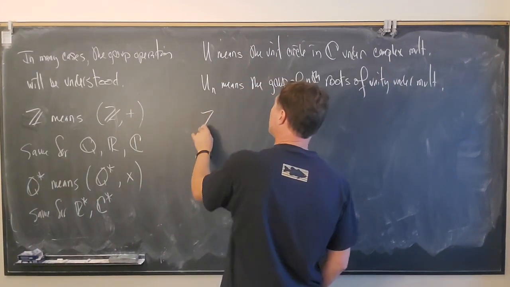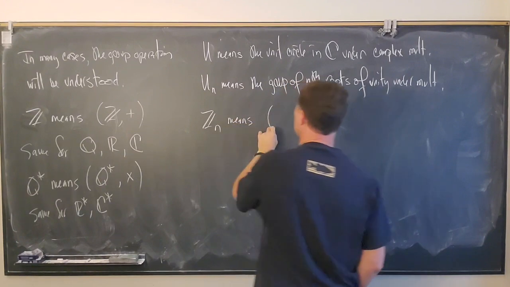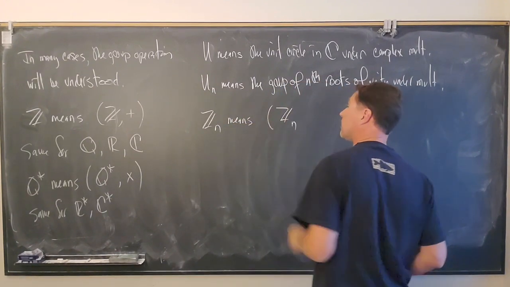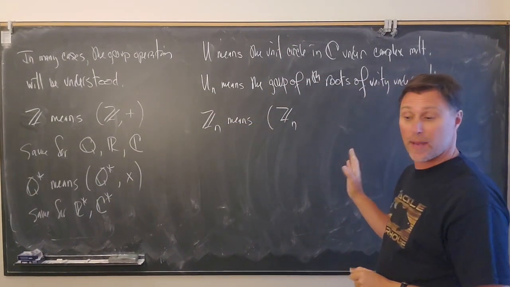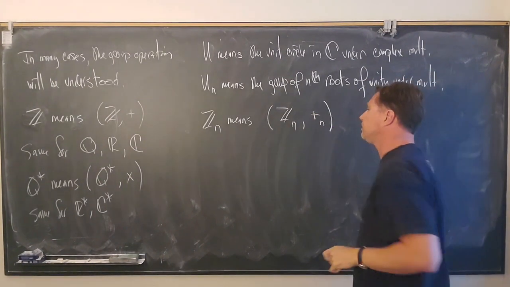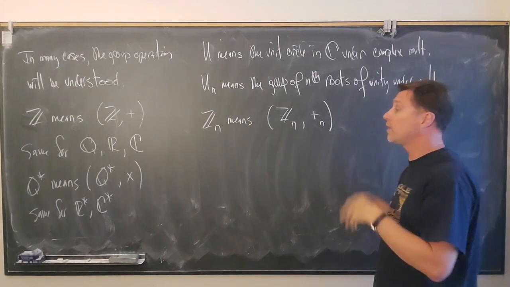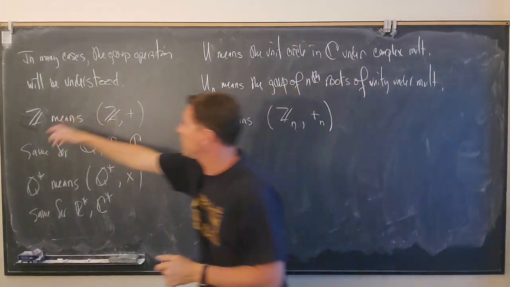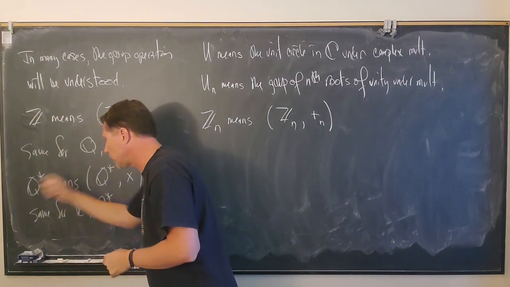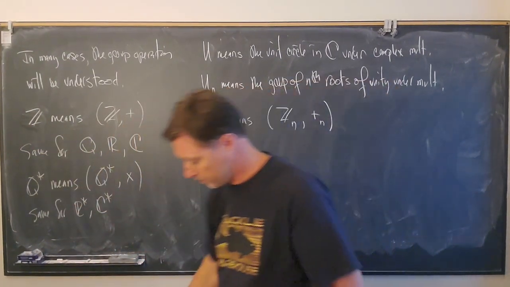And one more, Zn, means the set 0, 1, 2 up through n minus 1 together with the operation of addition mod n. All right, so from now on, if we work with any of the groups that you see here, Z, Q, R, C, Q star, and so on, the operation is going to be understood.